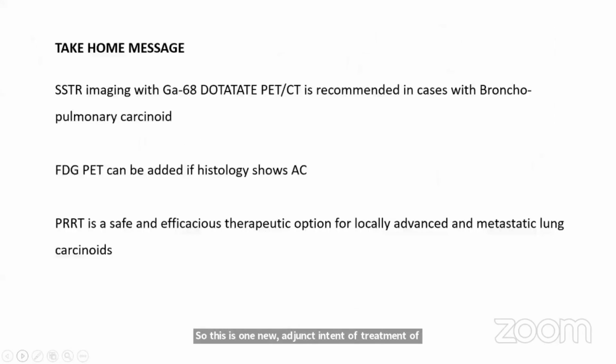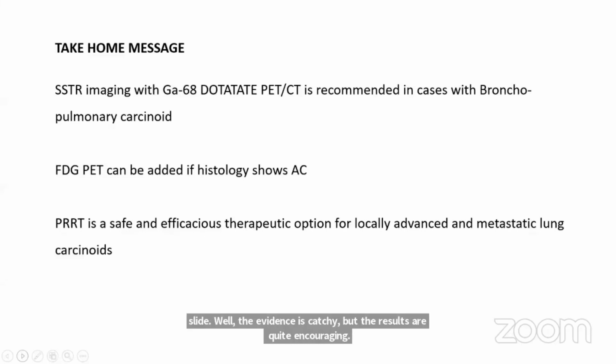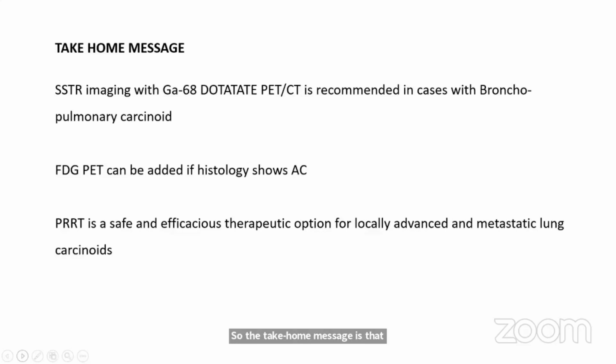Next slide. Well, the evidence is sketchy, but the results are quite encouraging. So the take-home message is that somatostatin receptor imaging with DOTATATE PET-CT is recommended in cases with bronchopulmonary carcinoid. FDG PET can be added if histology shows an atypical variant. And PRRT is a safe and efficacious therapeutic option for locally advanced and metastatic lung carcinoids. Thank you very much for your patient listening.